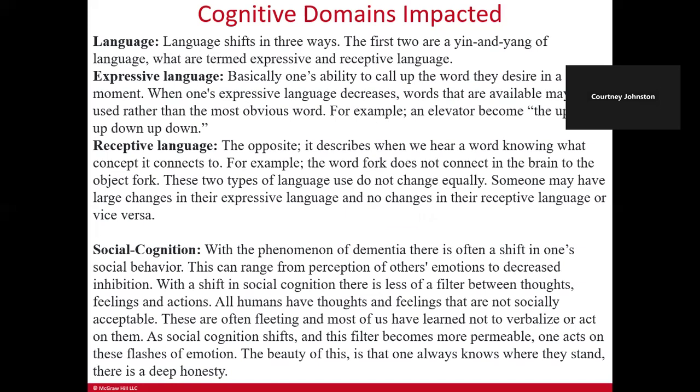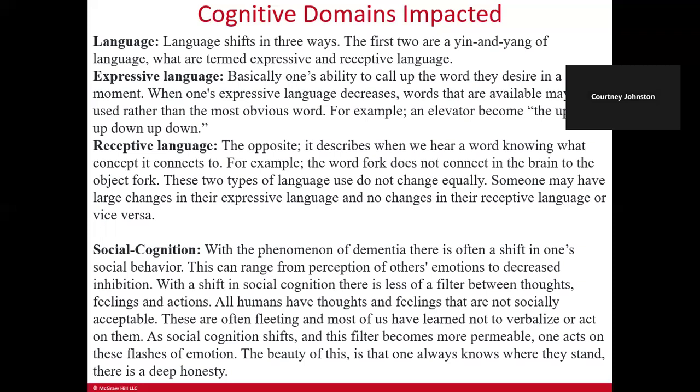And when this ability decreases, words that are available may be used rather than the most obvious words. So instead of an elevator, it might be the up, down, up, down, up, down. Again, instead of looking for the word that actually applies to the situation, the most available word is what is going to be used. Receptive language, on the other hand, is when we hear a word and we know the concept it connects to. So the word fork, it doesn't connect in the brain to the object fork anymore. So these two types of language use do not change equally.